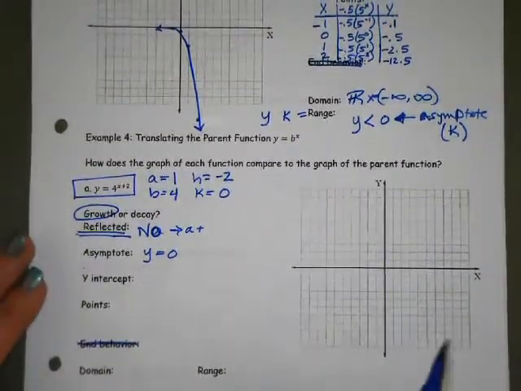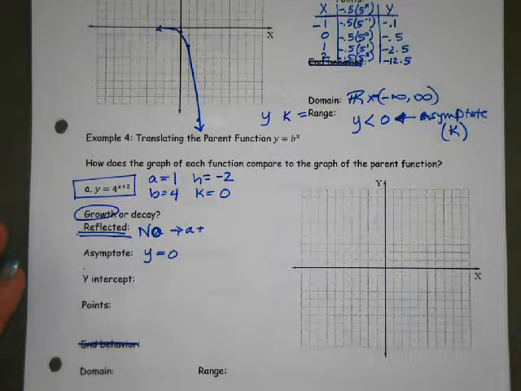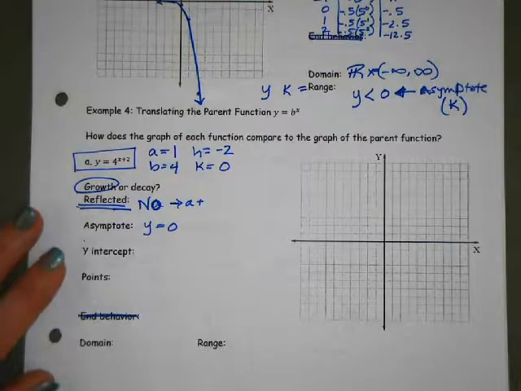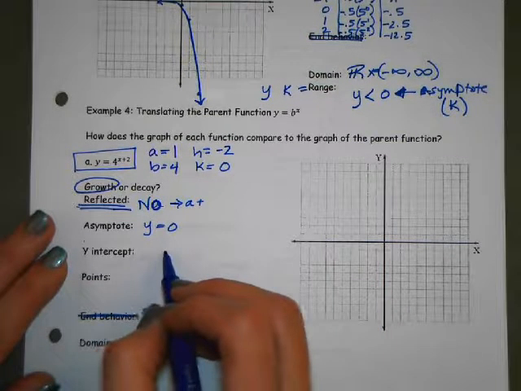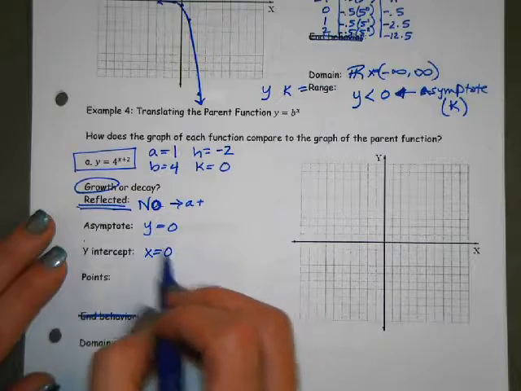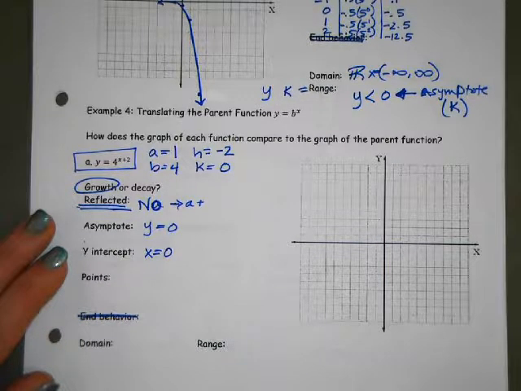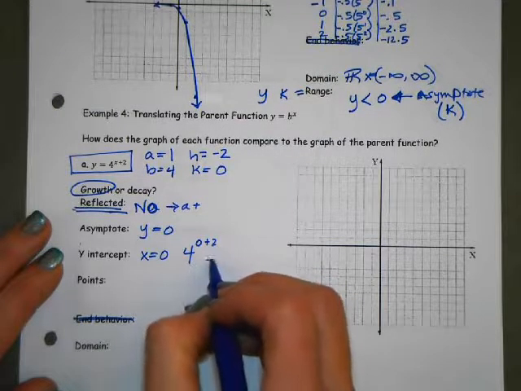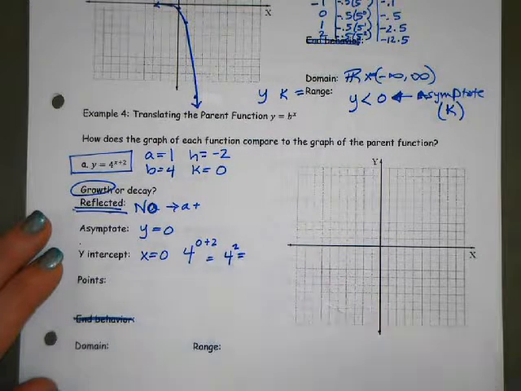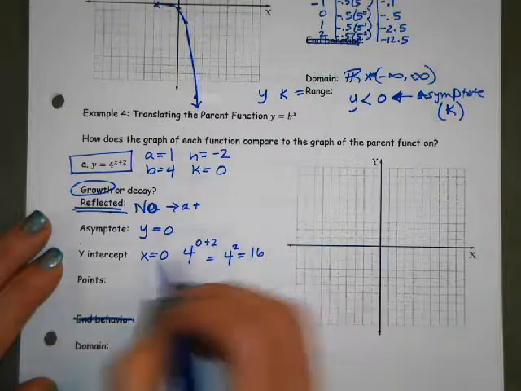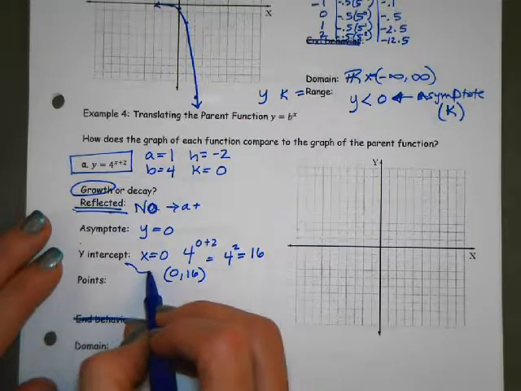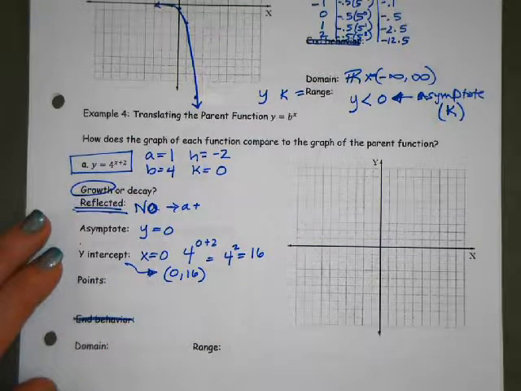Now this one's a little bit trickier, because we have an H here. So basically our y-intercept is going to be when x equals 0. So when x equals 0, what's the y value? So I plug in 4 to the 0 plus 2, that equals 4 squared. What does that equal? 16. So when x is 0, y is 16. So that's our y-intercept. So when you have an H, it changes that. Okay?